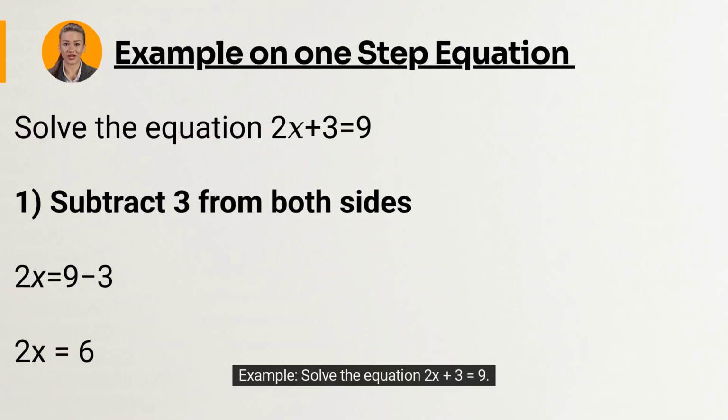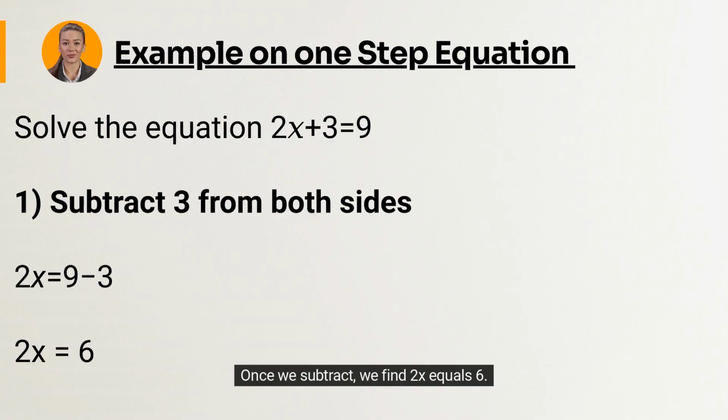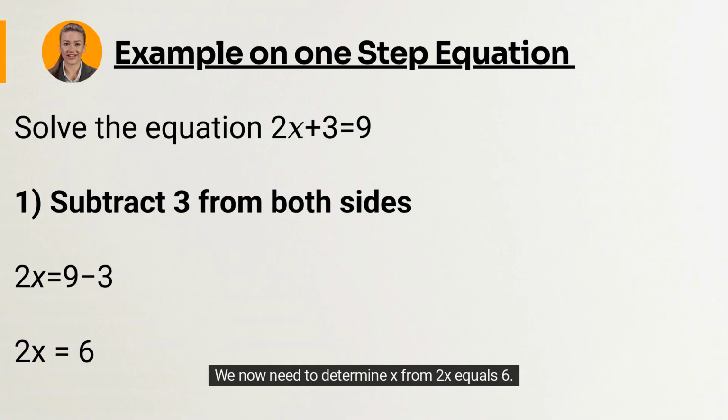Example: solve the equation 2x plus 3 is equal to 9. Begin by rearranging the equation to find x. Solution: start by subtracting 3 from both sides, which leaves 2x equals 6. Once we subtract, we find 2x equals 6. We now need to determine x from 2x equals 6.